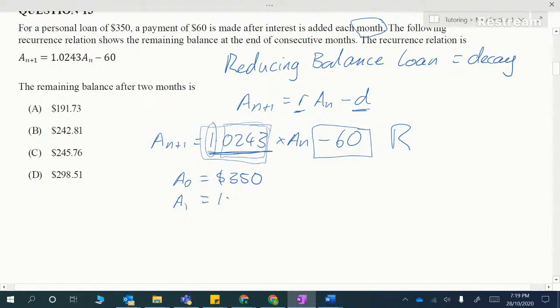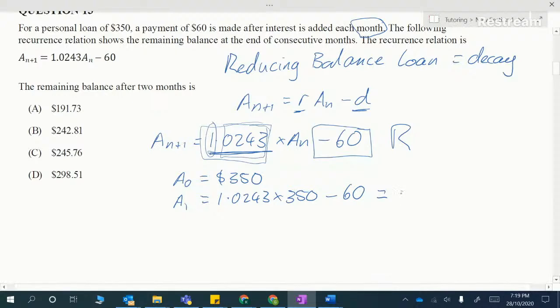So you would do 1.0243 times 350, take away 60, okay, which would give you... You can obviously do this much quicker. You don't have to show all the working out in a multiple choice question, but I'm obviously trying to teach people how to do it, so I'm going to do the whole steps.